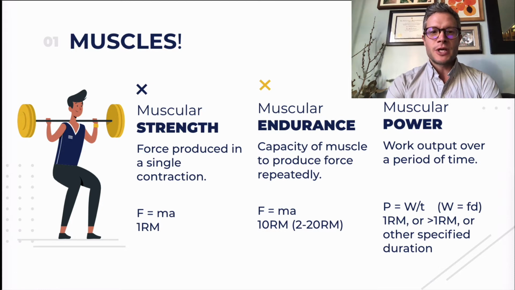So when we're talking about muscular strength, we're really concerned only with how much force a particular muscle or groups of muscles can produce in a single contraction. So in the weightlifting community, that's called a 1RM or a 1 rep max. So one repetition of an exercise at the maximum weight you can. And that indicates how much force that muscle or muscle groups are producing.